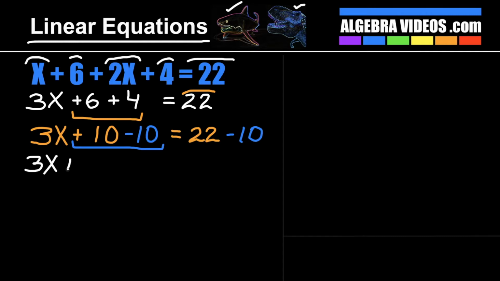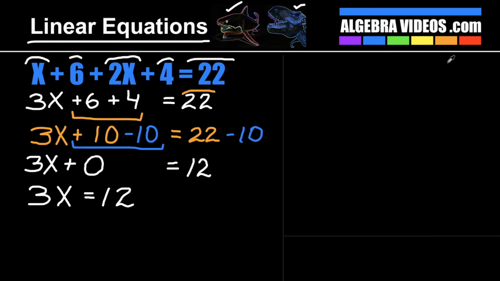3x plus 10 minus 10. What does that sum to? Plus 10 minus 10 is 0. So all of that simplifies to 3x plus 0 equals, then on the right side, 22 minus 10, that is 12. Easy, easy. Okay. So let's simplify this again. We don't need this 0 anymore, right? So let's just rewrite the equation without the 0. So that's 3x equals 12.